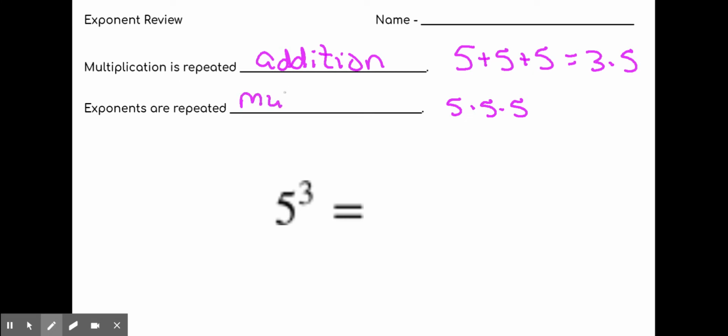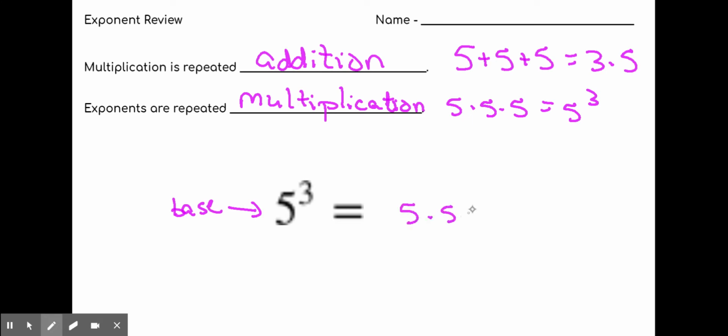Exponents are repeated multiplication. So 5 times 5 times 5 is 5 to the third power. So you take that bottom number, that is called the base, and you multiply it by itself the number of times that the top number tells you. And that top number is called an exponent, or a power. Okay, so that's the exponent or the power.